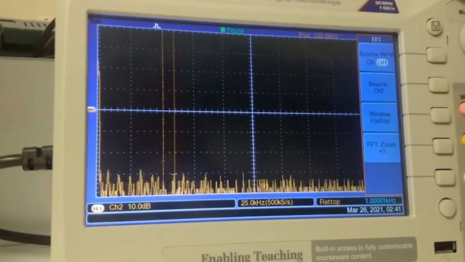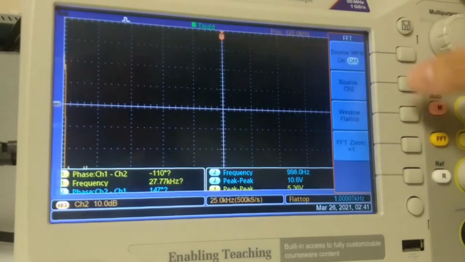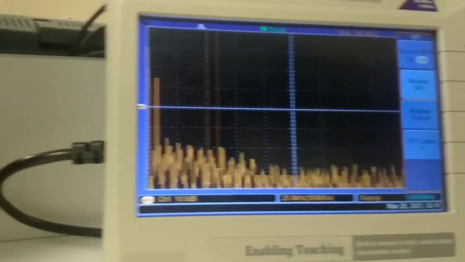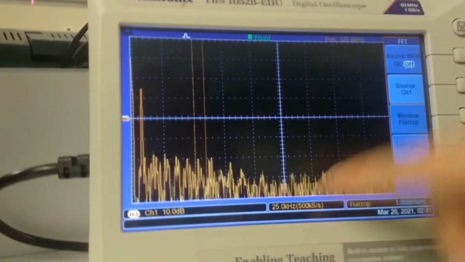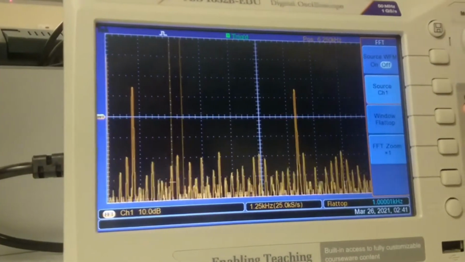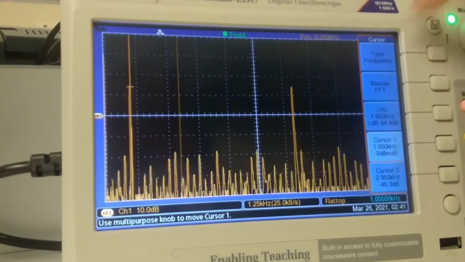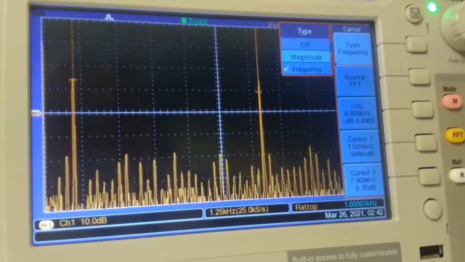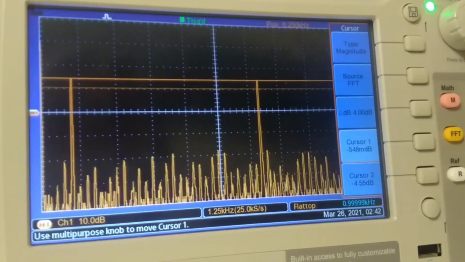Here I select the source channel 1, which is the combination of the signals, and make sure your sampling rate is higher than the maximum frequency. Here you can see both frequencies in the frequency domain, both 1 kHz and 8 kHz. Here I'm trying to find the frequency of both signals by using the magnitude cursor.